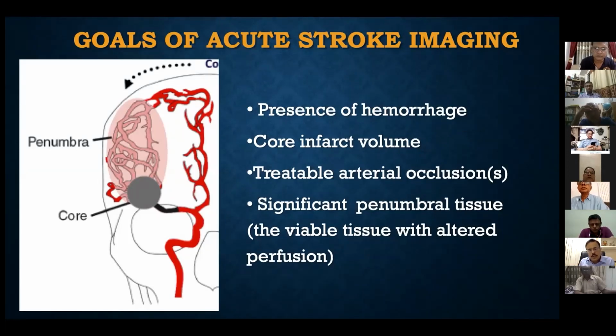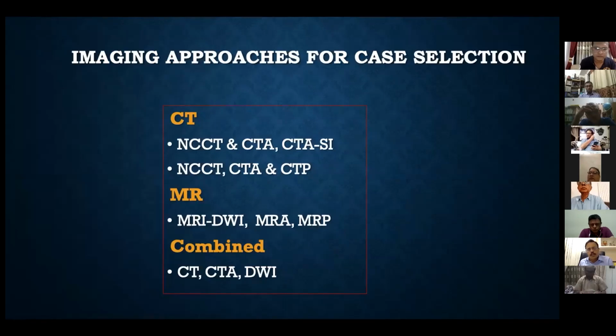And there are many different ways by which we can achieve them. We can achieve them using only CT scan. In these cases, what we do is CT scan and CT angiography. You can also study CTA source images as well. Or we can do NCCT, CTA, and CT perfusion. This is what we were doing when I was in Vedanta.